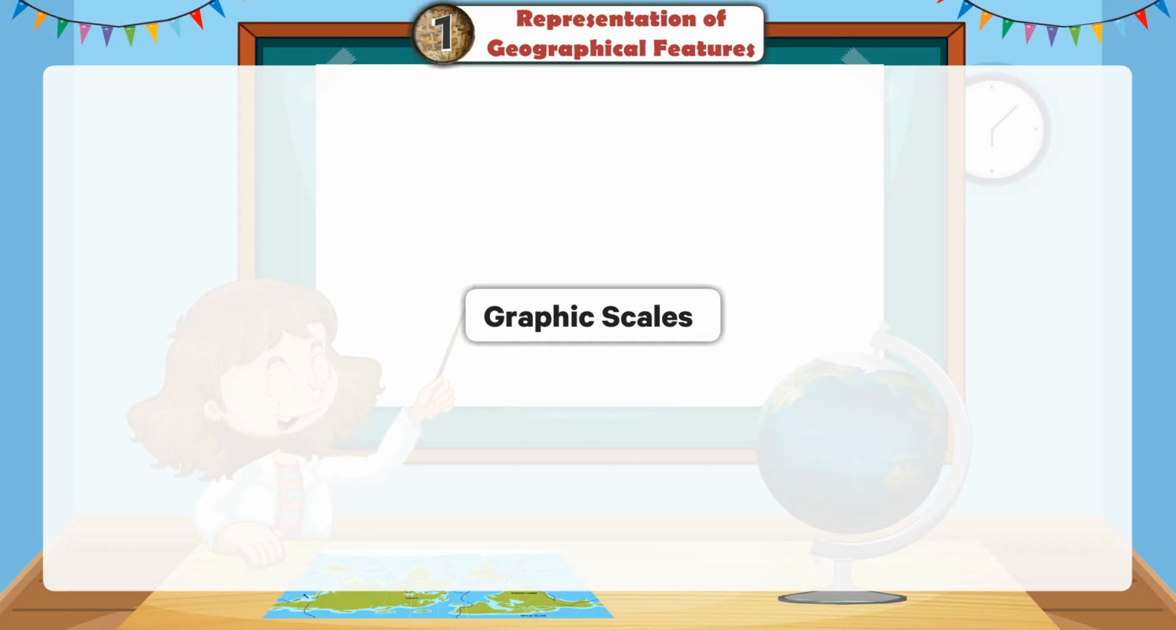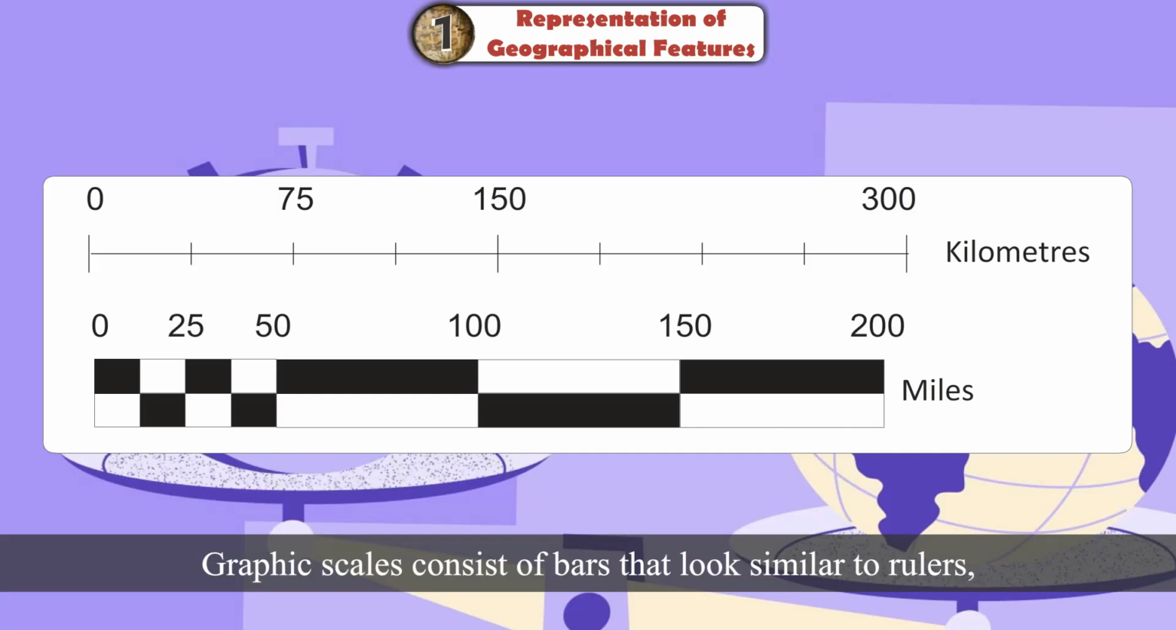Graphic scales. Graphic scales consist of bars that look similar to rulers, with labels showing the distances. This type of scale makes use of segments.